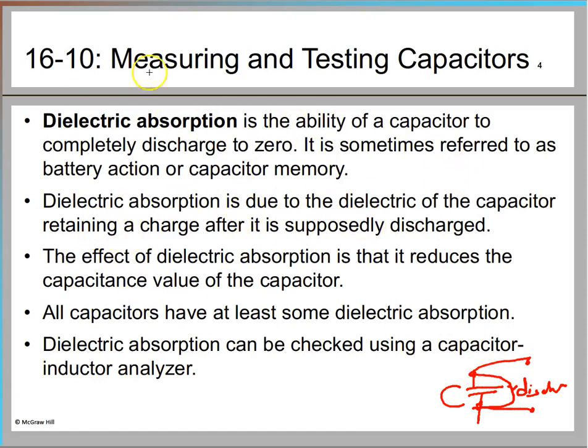Dielectric absorption is due to the dielectric of the capacitor retaining a charge after it is supposedly discharged. The effect of dielectric absorption is that it reduces the capacitance of the capacitor, which is obvious because some amount of charge will be dissipated through the shorting. That will decrease the charge present in the capacitor, and thus the capacitance value will be reduced. All capacitors have at least some dielectric absorption.